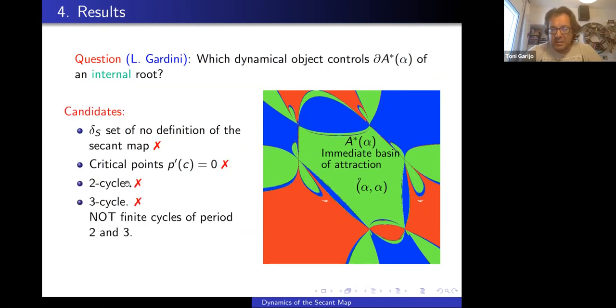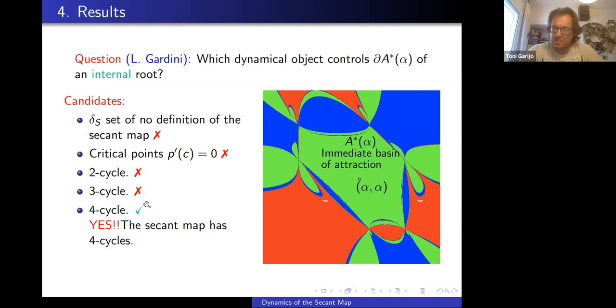Well, another candidate could be the 2 cycle or the 3 cycle. And this map, the secant map, is very easy to see, doesn't have either a 2 cycle or a 3 cycle, so it's not possible. But the secant map has 4 cycles, and this is what we study.